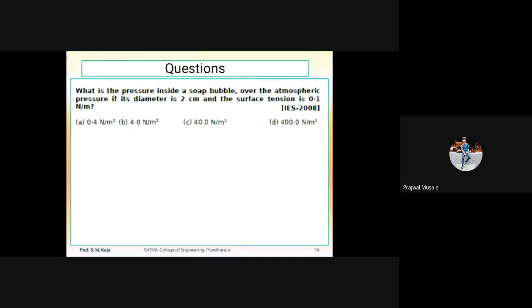Then next question. What is the pressure inside a soap bubble over atmospheric pressure if its diameter is 2 centimeter and surface tension is 0.1 Newton per meter? Similar to the previous problem, this problem also you have to solve. The only thing is they have mentioned the pressure inside a soap bubble. So for a soap bubble, the formula is 8 sigma upon D.